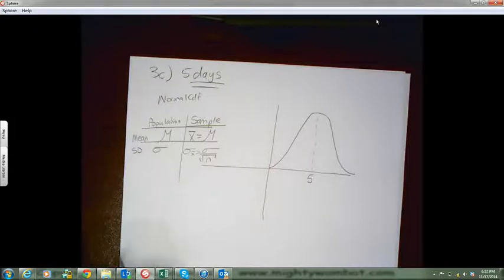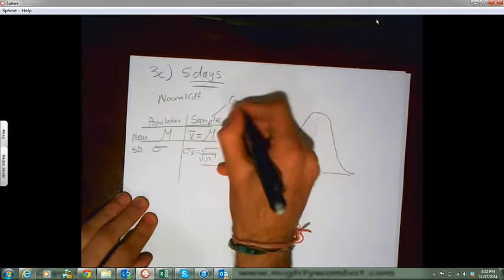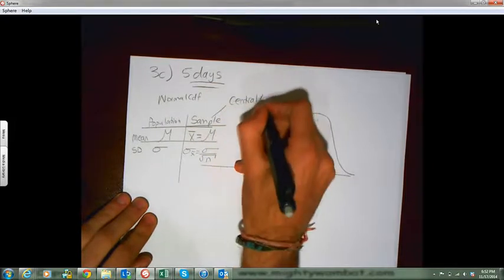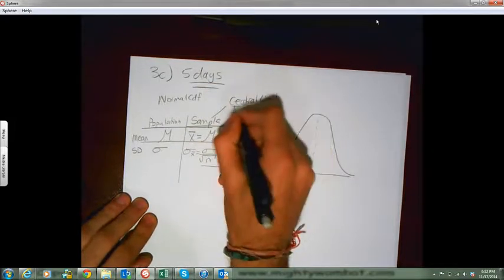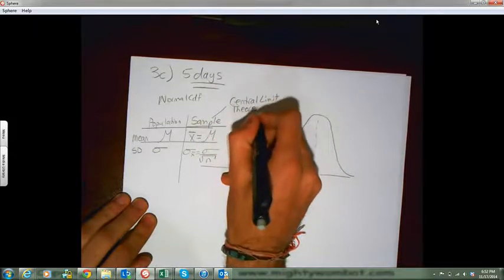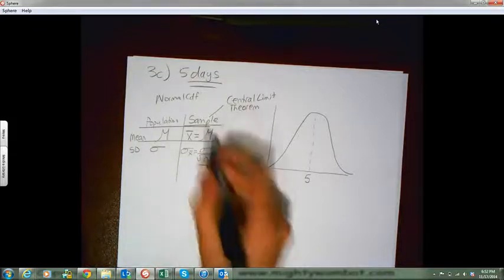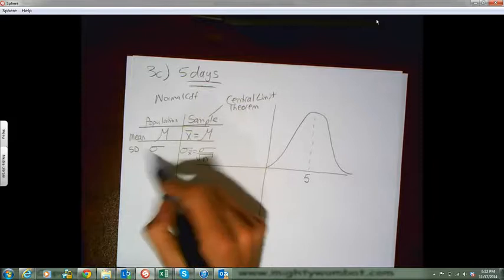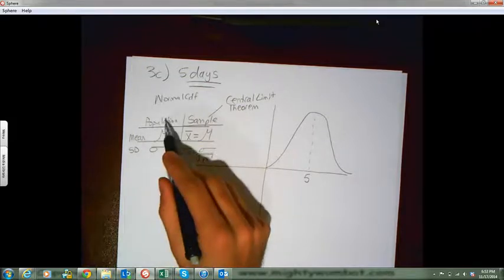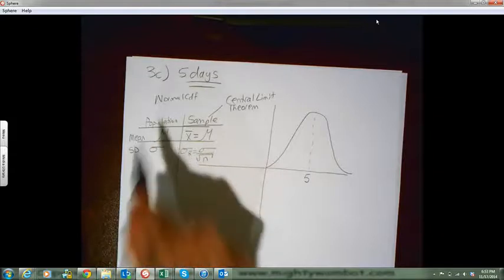Remember, we know information about the sample. This is from the central limit theorem, which says if n is big enough, then we know that regardless of what the population is, the population could be skewed, the population could be normal, the population could be uniform distribution, it could be anything.